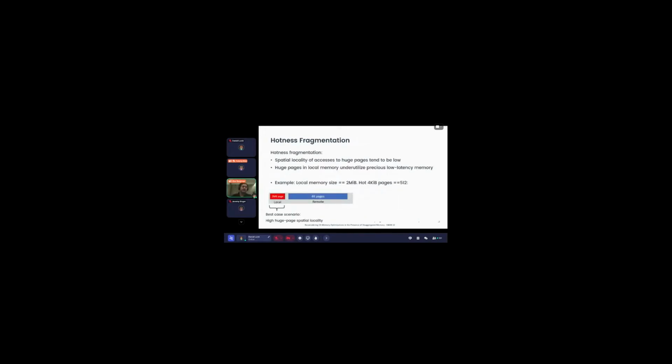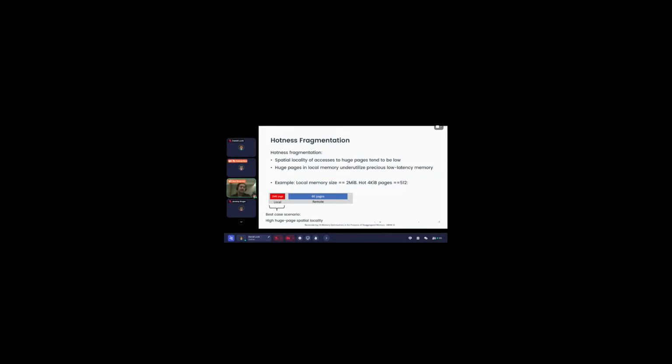We call the phenomenon observed in the previous graph hotness fragmentation. Hotness fragmentation occurs when cold base pages reside within local huge pages. These huge pages are placed in local memory due to their overall hotness, and this phenomenon directly affects the performance.